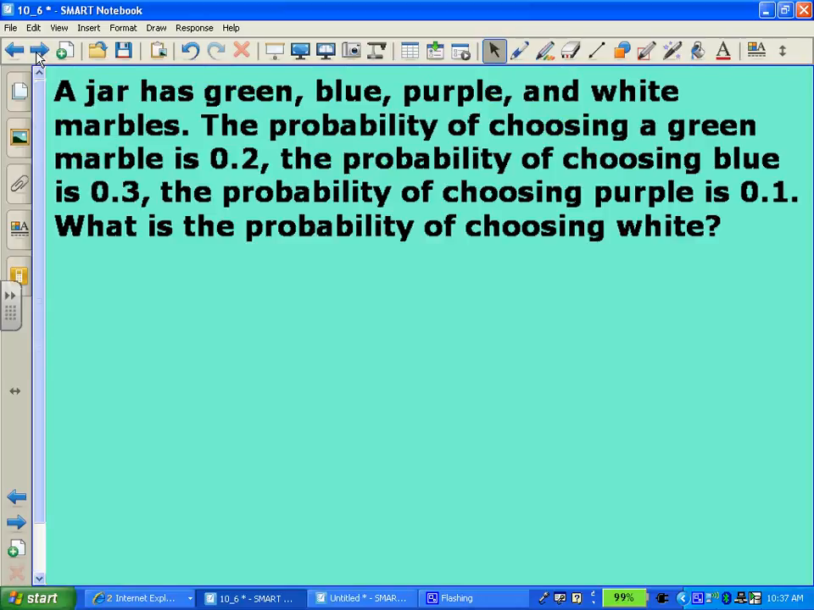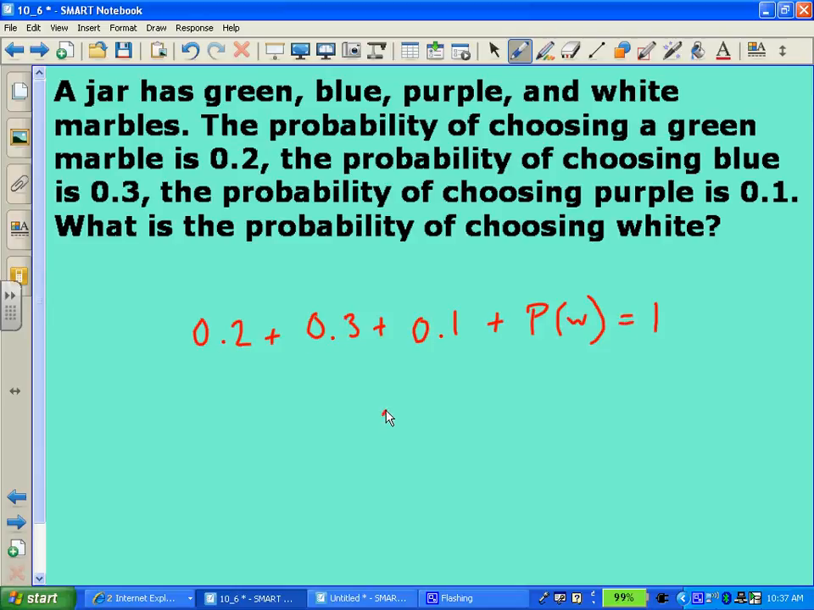Okay, we can do the same thing here. We have a jar that has green, blue, purple, and white marbles. The probability of choosing green is 0.2, choosing blue is 0.3, choosing purple is 0.1. What's the probability of choosing white? So again, we know if we add up all those probabilities, we're going to get 1. So the probability of green is 0.2, probability of blue is 0.3, probability of purple is 0.1, and then we want the probability of white.